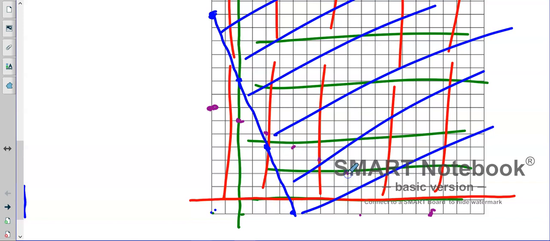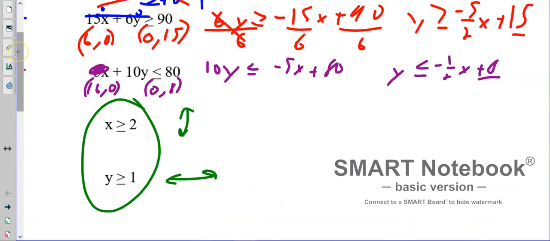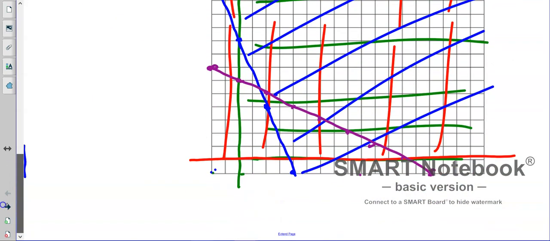I'm just going down 1, right 2, over and over, and I end up there. I'm going to connect my dots best I can. All right. Now we go back up to the original and just test. Plug in 0, 0. I get 0 is less than or equal to 80. That is a true statement, which means I do want to shade down here. So I'm going to go and do this.